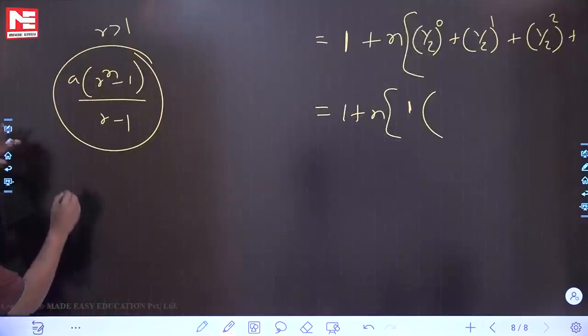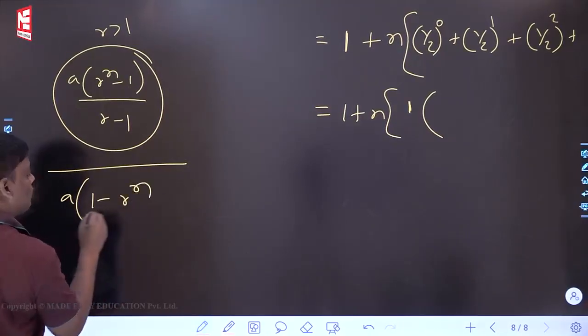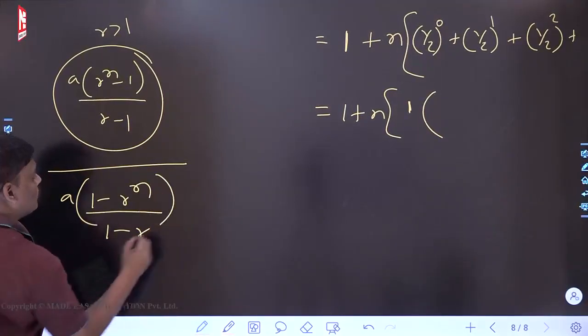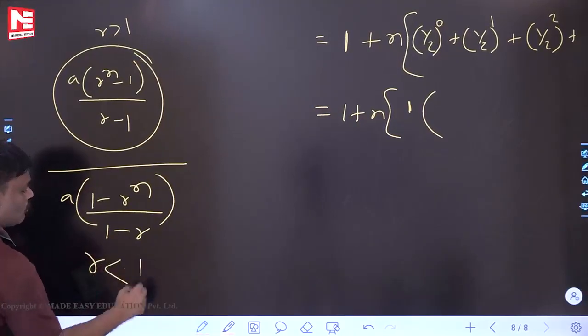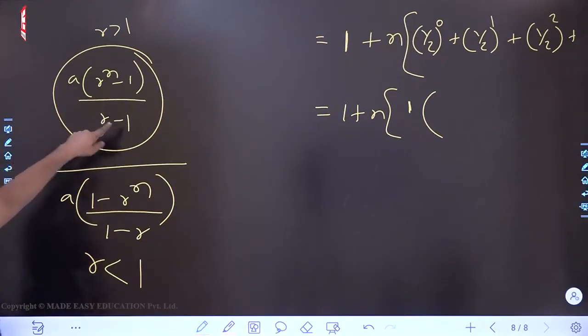Please be careful. If R is less than 1, what is the answer? A into 1 minus R power n by 1 minus R. If R value is less than 1, this is the story. If R value is more than 1, the earlier one is the answer. Please be careful.